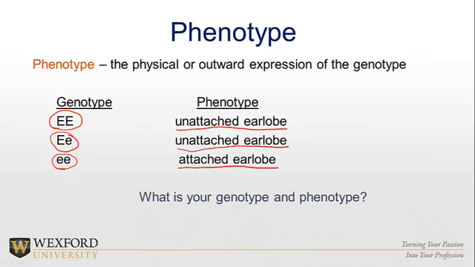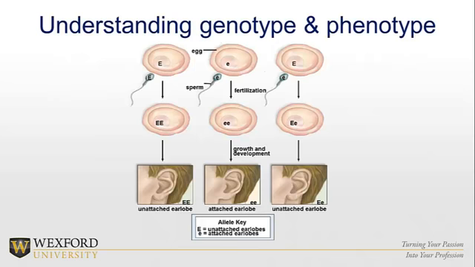So think about it. What might your genotype be? What might your phenotype be? As an example, the exact same thing we just saw. In this first column, from dad, here's the sperm. I have big E. Mom also big E, so they're both giving unattached alleles. So the genotype in the offspring is big E, big E, and yes, we are unattached. In the middle, we have dad donating an attached allele. Mom also giving attached. We have a homozygous recessive genotype, and we now have an attached earlobe.